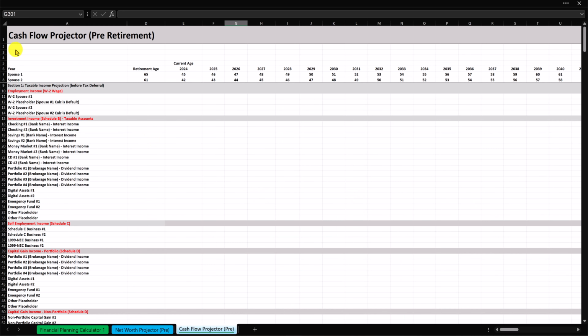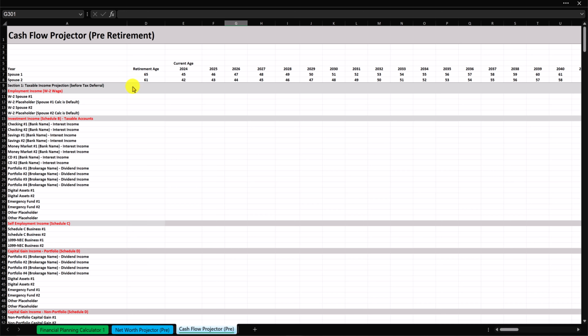And to accomplish that, let's start with the basic walkthrough of what the structure of our cash flow projector for pre-retirement purposes is going to look like. In this example, the current year is going to be 2024, and we're going to need to know both the age of the individuals involved in the calculator, whether that's one person or two. We are also going to need to know the retirement age of one or both of the individuals involved in the calculator.